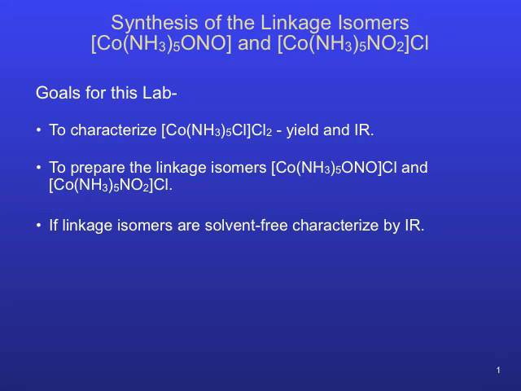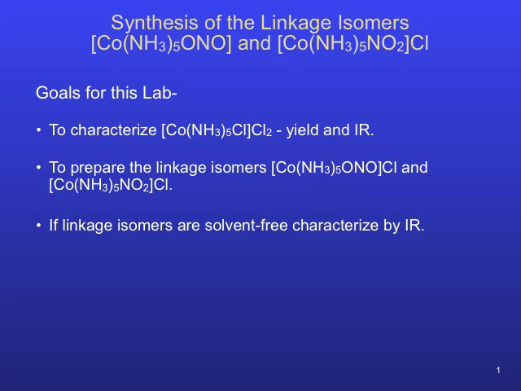IR spectra can be used to characterize the transition metal complexes in this experiment. You will use pentaammine chlorocobalt(III) chloride to synthesize two linkage isomers, where the chloride ligand in this complex is replaced by the NO2 ligand. Initially, NO2 replaces Cl in the octahedral complex to form the nitrito isomer, but the companion nitro isomer can be formed by heating the nitrito isomer.